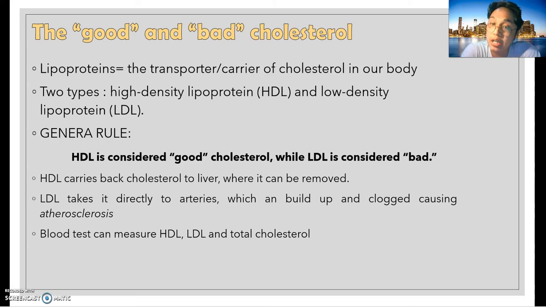Why? Because HDL carries the cholesterol back to our liver, since the liver regulates the cholesterol level in our body. Whereas LDL deposits the cholesterol in the arteries, in the blood vessels of our body. That's why it can build up and clog, causing atherosclerosis, or a heart attack. A blood test can measure the HDL, LDL, and total cholesterol in your blood.